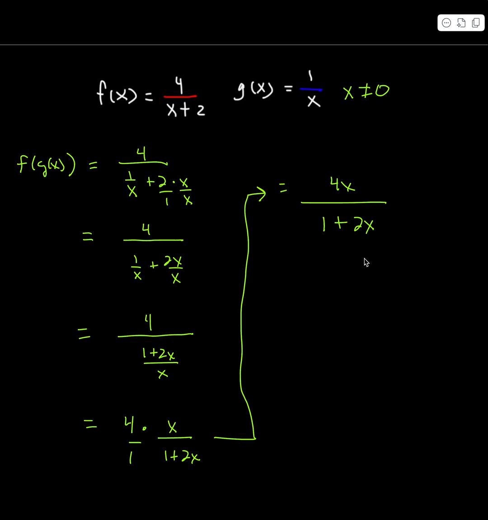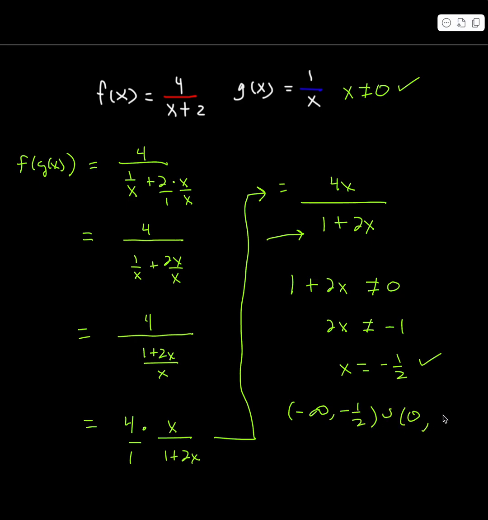So when we're done with the composite, we do have to take a look at it and see if there's any further restrictions, if we have a square root or if we have a fraction. And we indeed have a fraction. So the denominator cannot equal 0. So 1 plus 2x cannot equal 0. Solving for that, 2x cannot equal what? Negative 1. x cannot equal negative 1/2. So the domain of the composite must include that and this. So off we go, negative infinity to negative 1/2, union 0 to infinity.